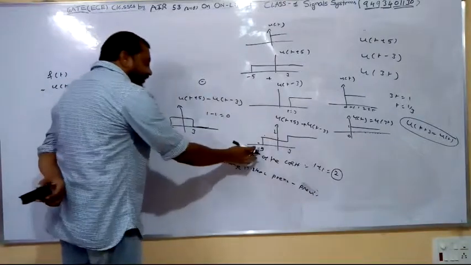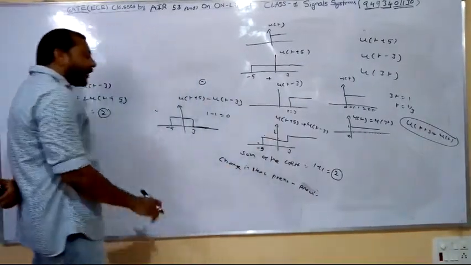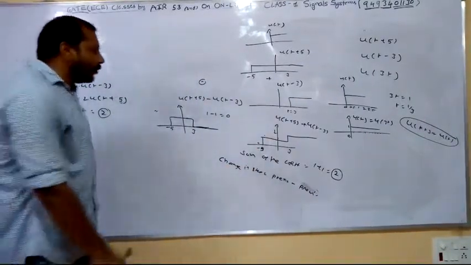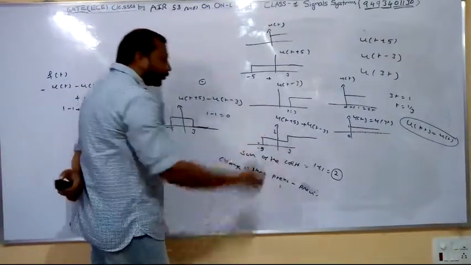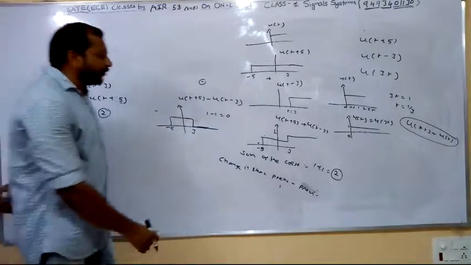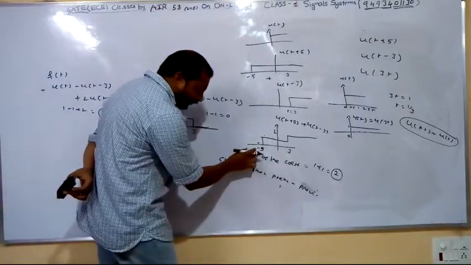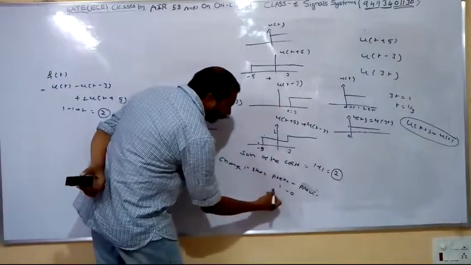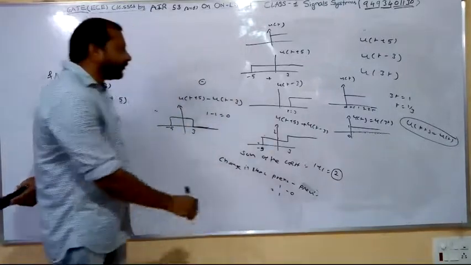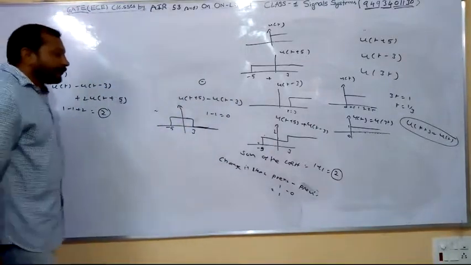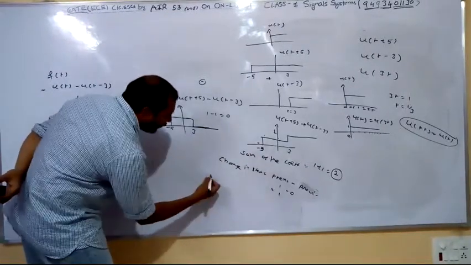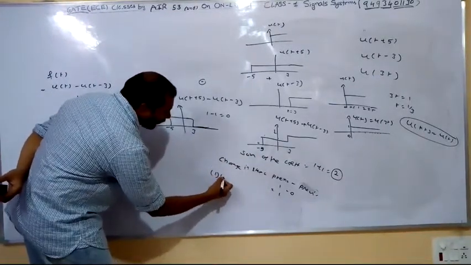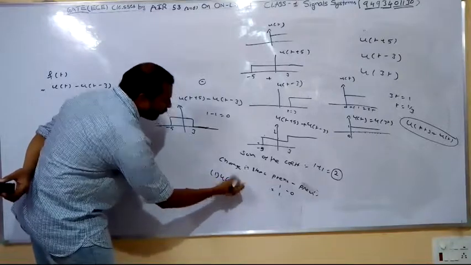Here some change will occur at the instant t equal to minus 5. So what is the value? The present value at minus 5 is equal to 1, and the previous value is equal to 0. So the step change at the instant minus 5 is equal to 1. So this signal can be represented as the corresponding step change times u of t plus 5.